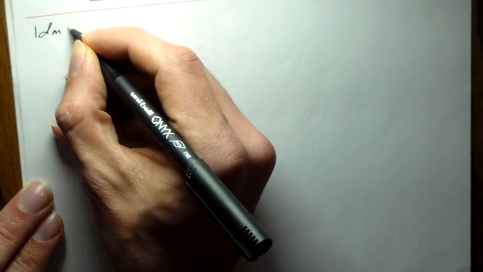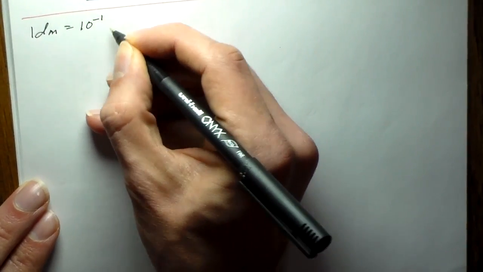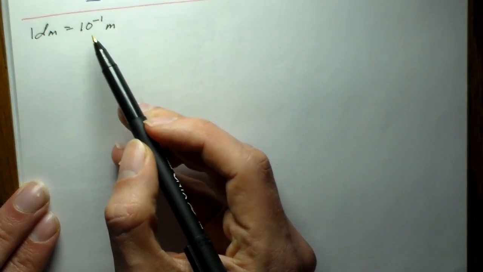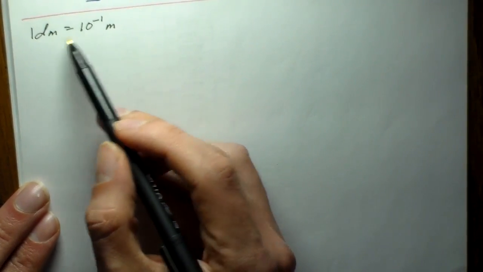So 1 decimeter is equal to 10 to the minus 1 meters. So this is one of those SI units. We don't really use it that much, but we do see it a little bit in chemistry. So the decimeter is 10 to the minus 1 meters.